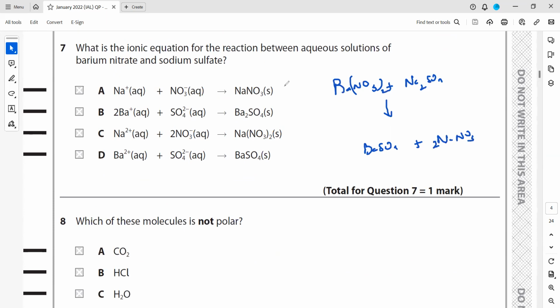So for the state symbols, this will be aqueous. All nitrates are aqueous. Group 1 salts are soluble, so aqueous, solid and aqueous. So we cancel out the common ions in aqueous solution. Nitrate cancels, and sodium cancels with sodium. So we are left with barium ion and sulfate ion giving barium sulfate. So one barium ion and one sulfate ion give barium sulfate. So that's why D should be the right answer.